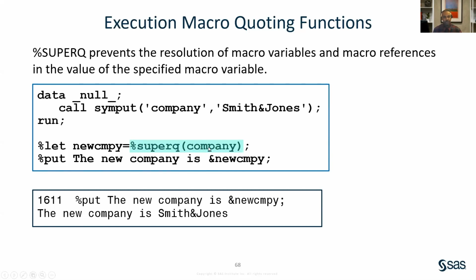Because of super Q, when this resolves and gets assigned here, that ampersand is treated like text instead of a macro trigger. So Smith and Jones will be assigned here as text, the entire thing. And when it resolves, no issue with trying to resolve Amper Jones. That ampersand is treated like text. The meaning of it is changed. It no longer means what it normally means because I quoted it or changed the meaning of it to look like text for super Q.